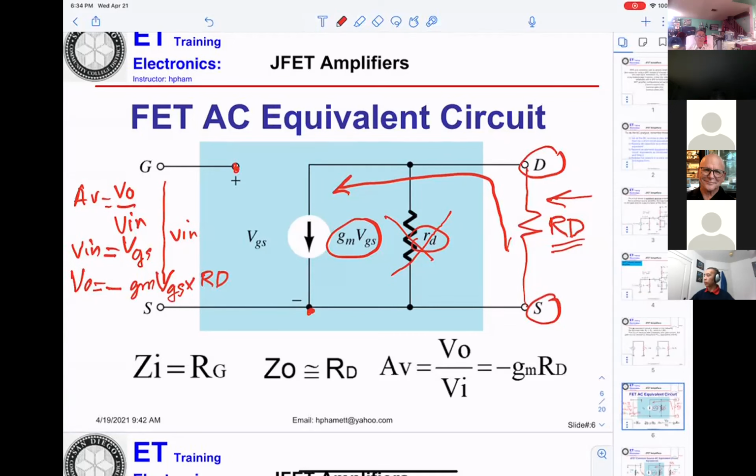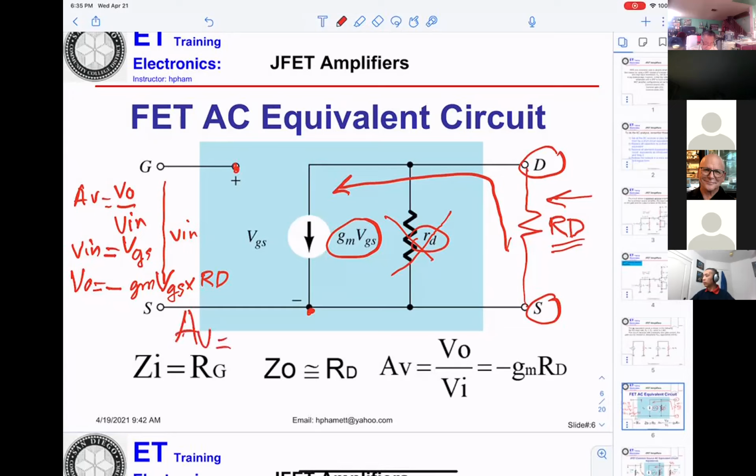If you do not agree with that or are confused, just go ahead and ask. So Mr. Pham, you're saying V out is equal to minus gm times VGS times RD? Right, gm VGS RD. You're multiplying three things there. Okay, I got it. Thank you.